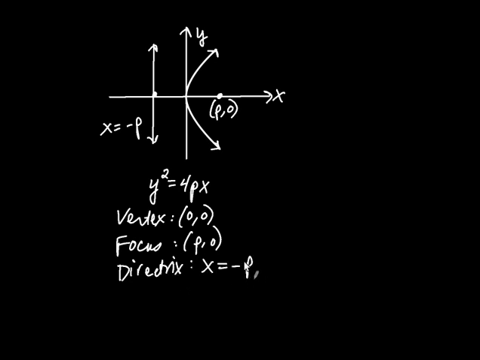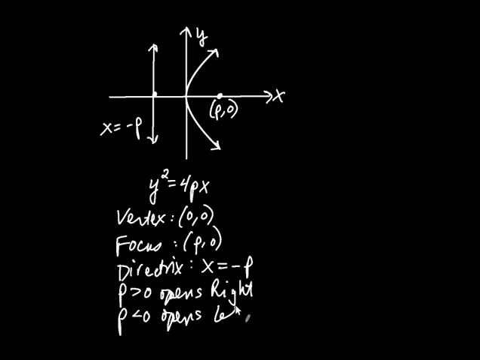It's a vertical line. Now in this case, p is greater than 0. And if p is greater than 0, that means it opens to the right, like this. So if p is positive, it opens right. And if p is negative, then it opens left. So sometimes we're going to have parabolas that open like that, in which case the focus would be here and the directrix would be over there. Okay, let's see an example of how to handle these, like we did the previous ones.